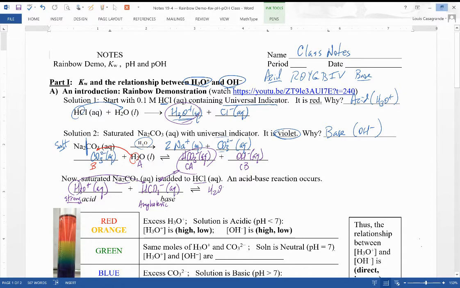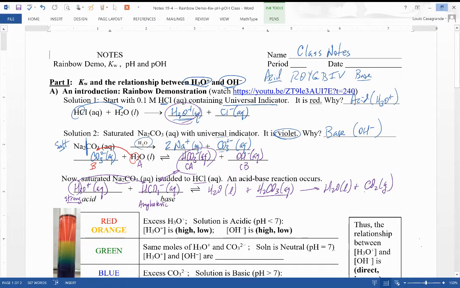Now, where does the water come from? It comes from the H3O+. And we're going to make H2CO3, which is carbonic acid. Now, carbonic acid itself further dissociates, and it makes another water and carbon dioxide gas.